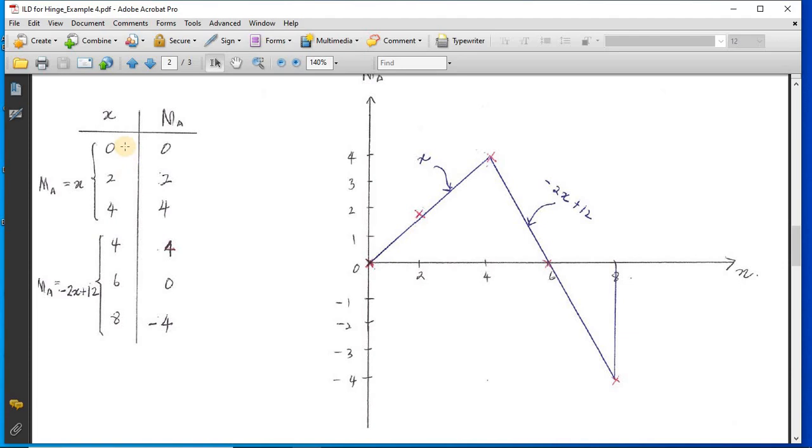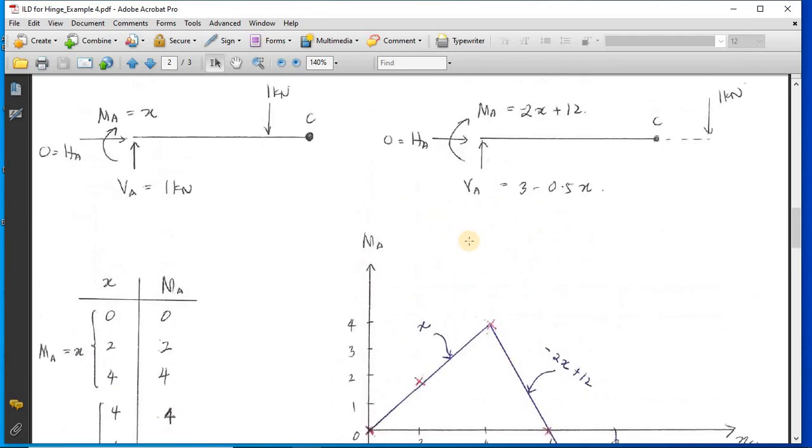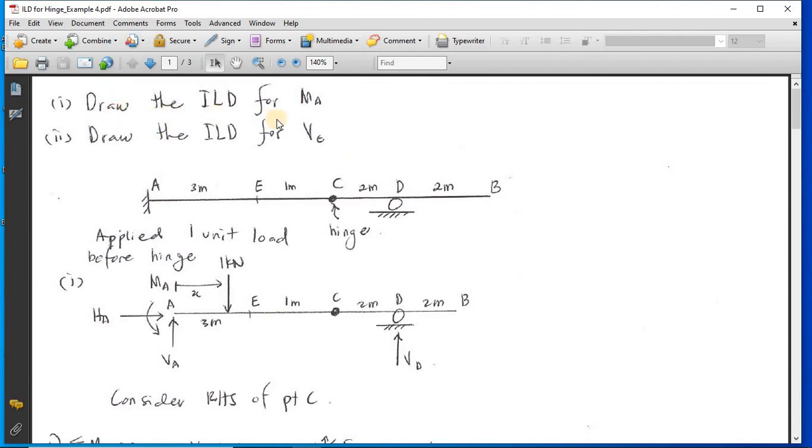By substituting all these x values into these equations, we will obtain the corresponding value of moment. Then by using this data of x and MA, you can further plot the ILD diagram for MA. So that's the ILD for the moment reaction at E. Now let's take a look at the ILD for the shear force at point E.